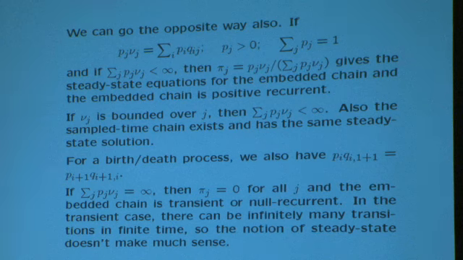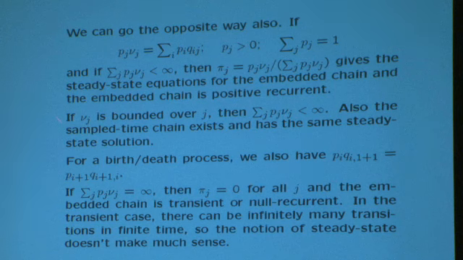If nu sub j is bounded over j, then the sum over j of p sub j nu sub j is less than infinity. Also, the sample time chain exists because this is bounded. It has the same steady-state solution as the Markov process solution. Okay, in other words, go back and look at the solution for the sample time chain, drop out the delta, and what you will get is this set of equations here.